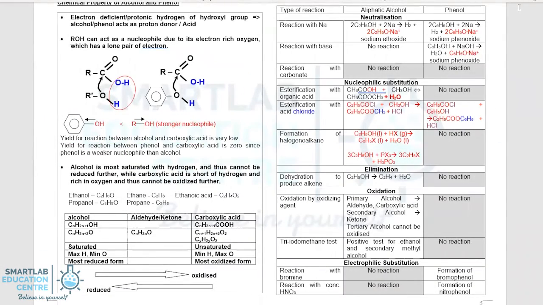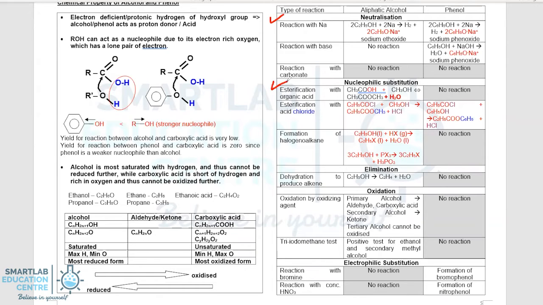Before we end the chapter, we do a quick recap. We have thus far gone through 4 reactions involving alcohol and phenol. The first one is the neutralization of alcohol and phenol. Both alcohol and phenol can behave as an acid, but phenol is a stronger acid than alcohol.